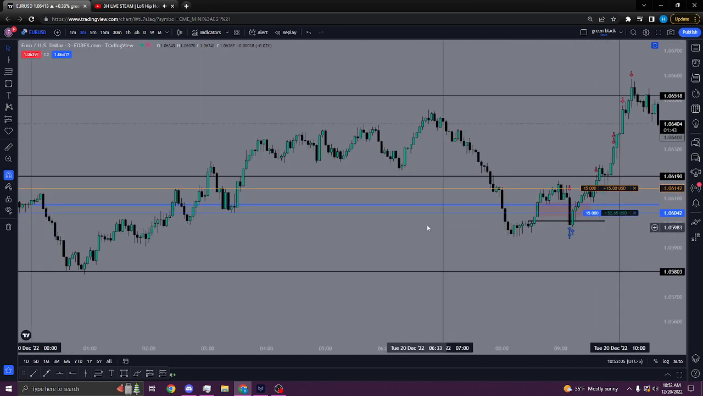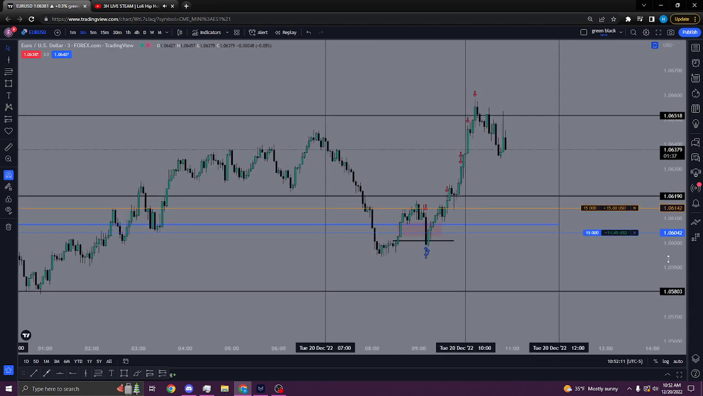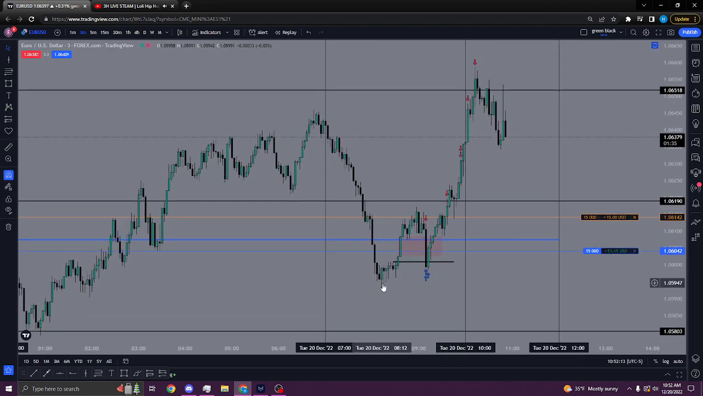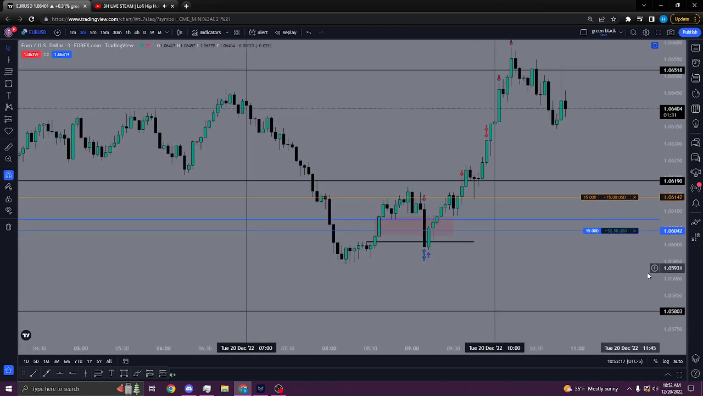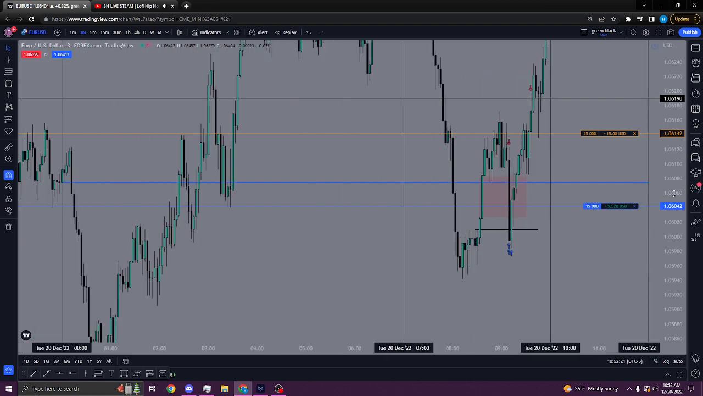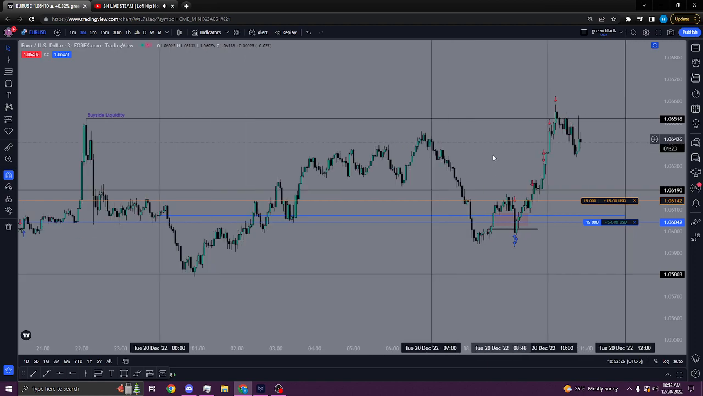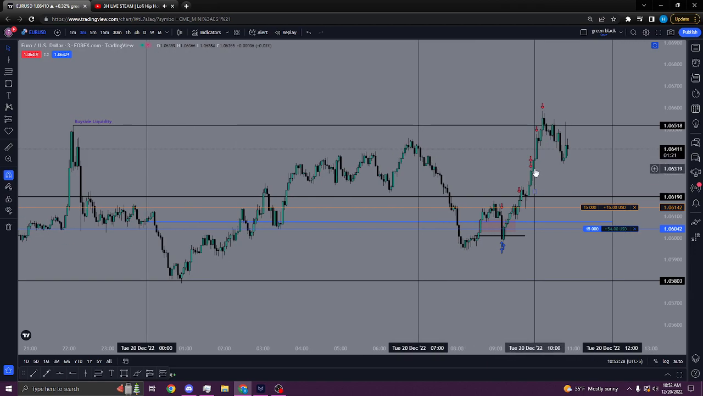Just want to explain that buying below that midnight opening price is perfect. Optimal trade entry, that fair value gap, buy it, and then yeah. Hopefully you guys learned something today.